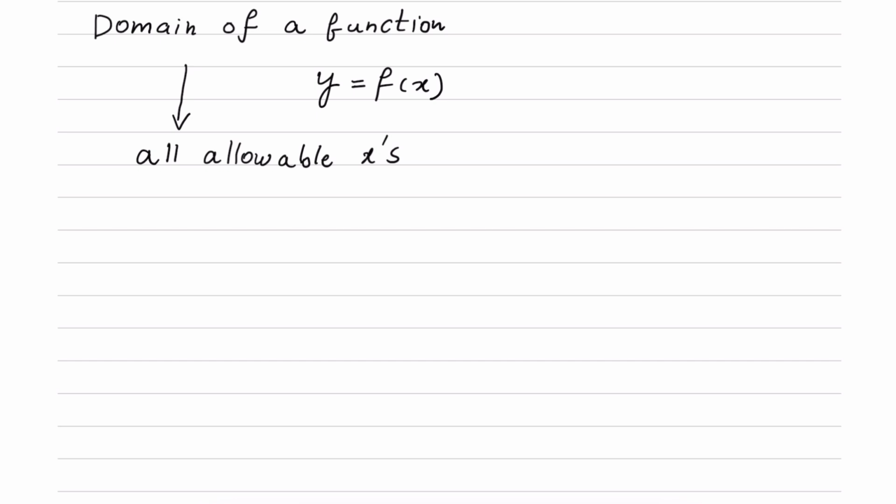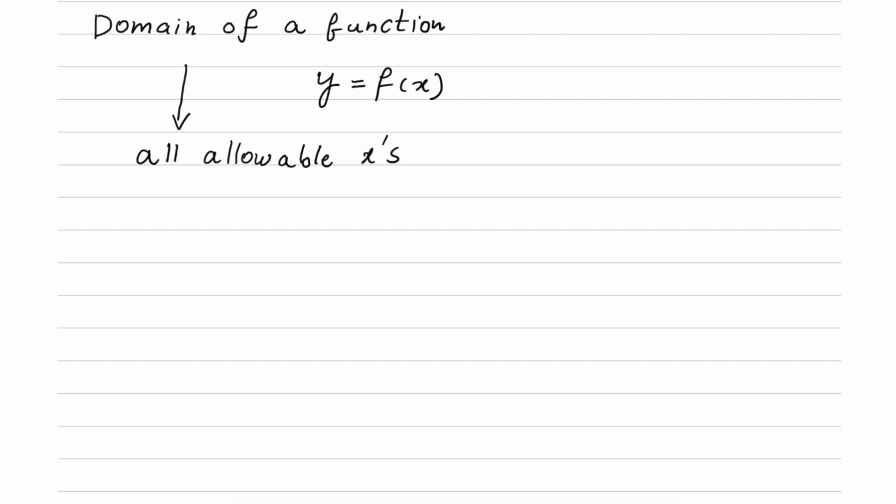So the domain is all input variables for which, when you plug those input values, x values, in the function, you get y as a real number. So if for some x you don't get a real number after plugging into the function f of x, then that x will not be allowed.